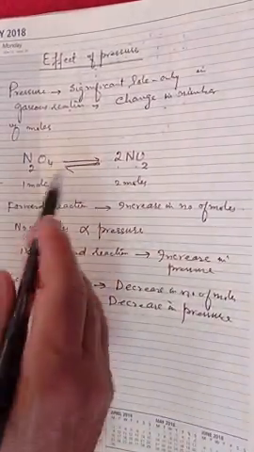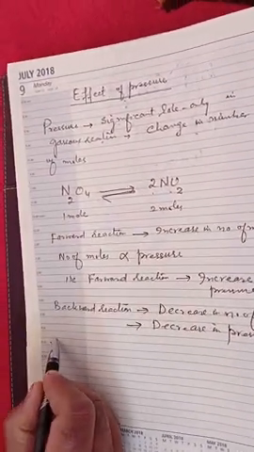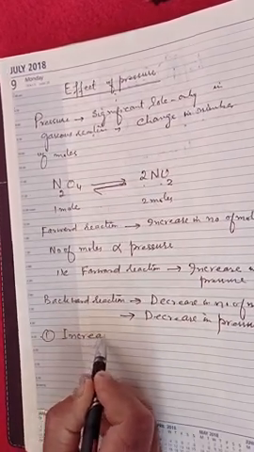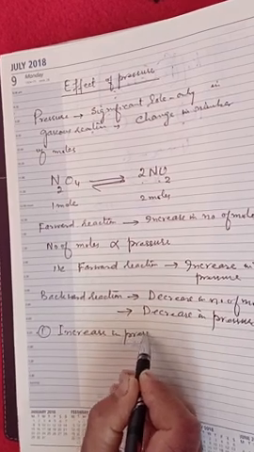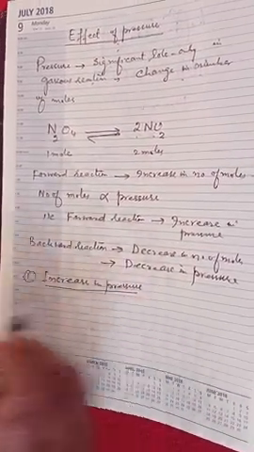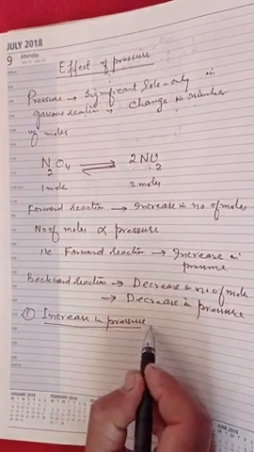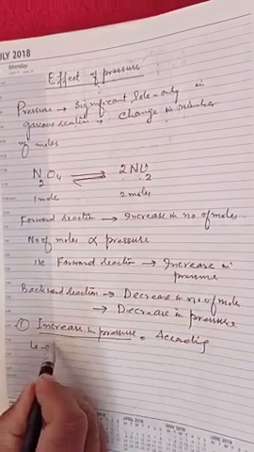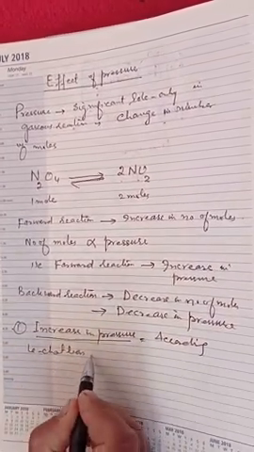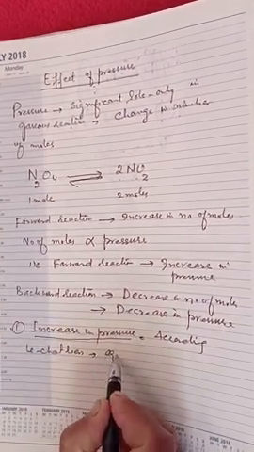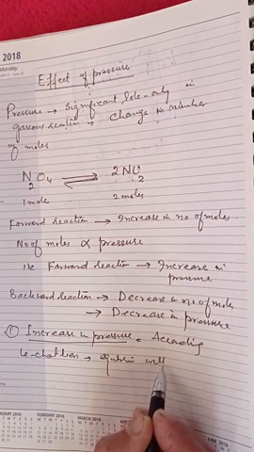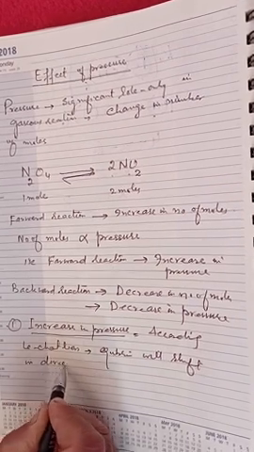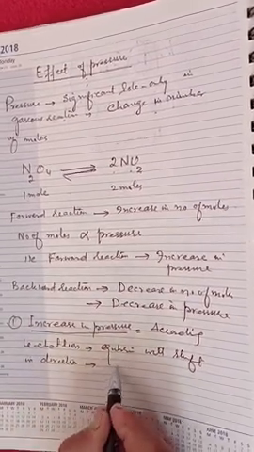Now, if to this system in equilibrium we increase the pressure, we will see what the effect of the increase in pressure is. If we apply high pressure, according to Le Chatelier's principle, the equilibrium will shift in the direction where there occurs a decrease in pressure.